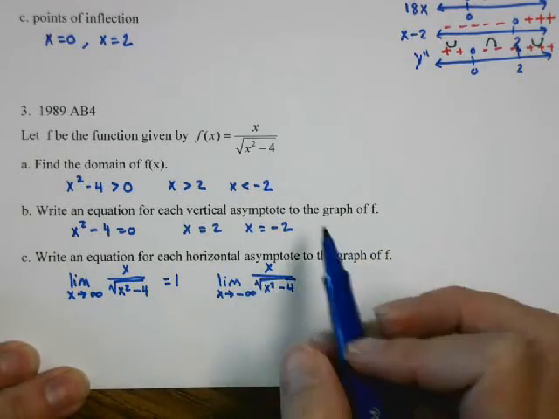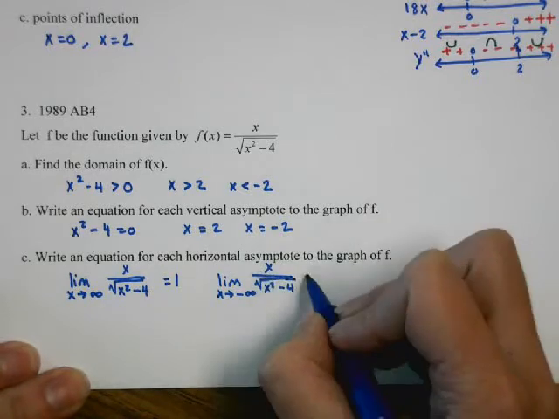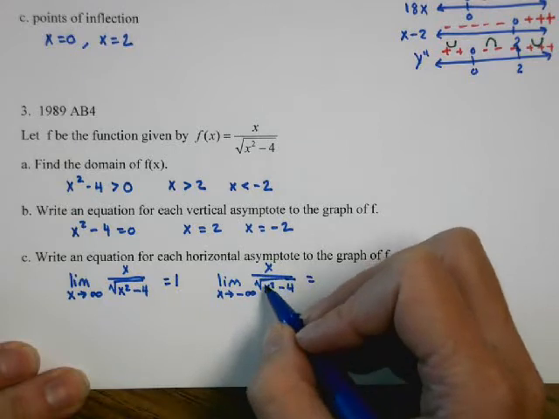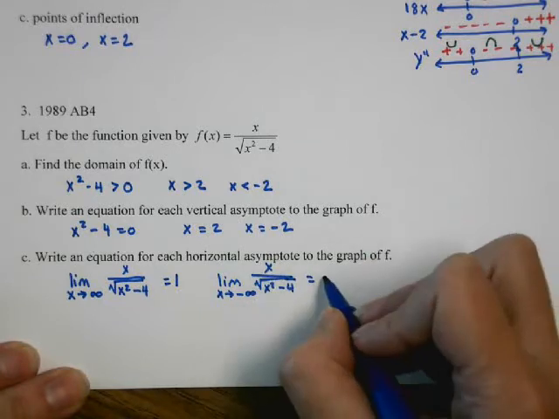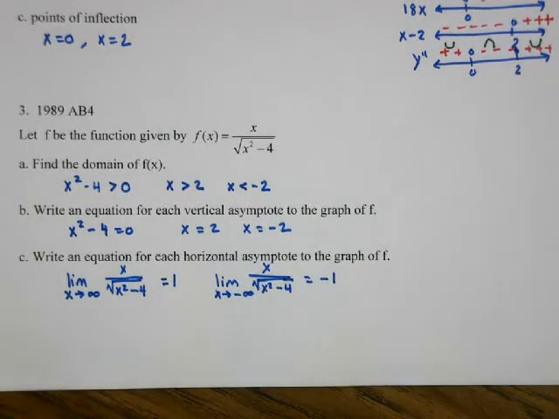the denominator is always going to be positive, but if we're going to negative infinity, the numerator is going to be negative. So this one, it's going to have the same relative value, but it's going to be a negative over a positive, which will make that limit negative 1.